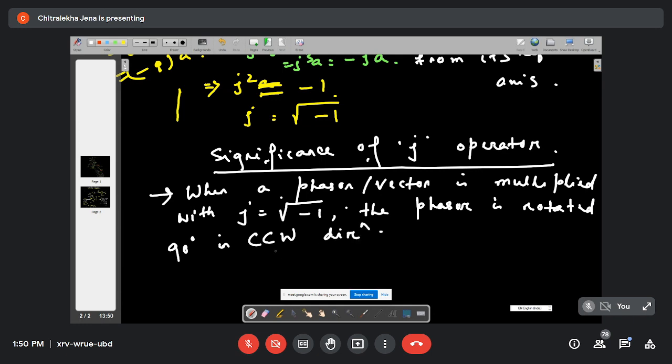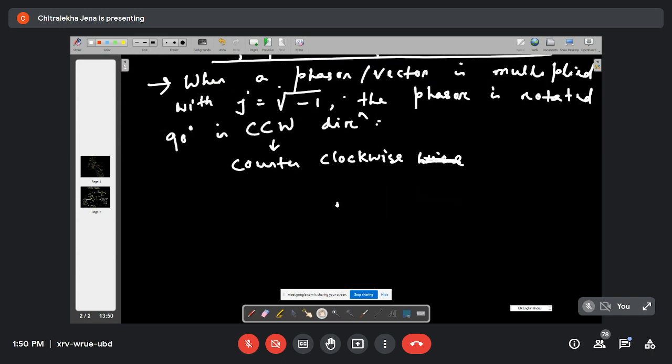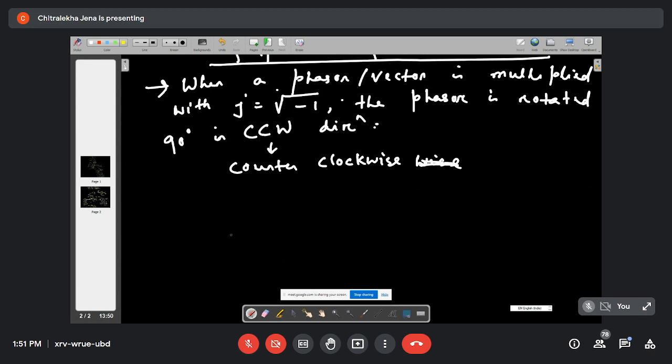CCW means counterclockwise. You write it down in full: counterclockwise, because when you read it on the first day of the exam you won't understand the abbreviation. 90 degrees in counterclockwise direction. Maybe you will get a short question: what is the significance of the j operator? When j is multiplied, it is rotated 90 degrees in counterclockwise direction from which axis?